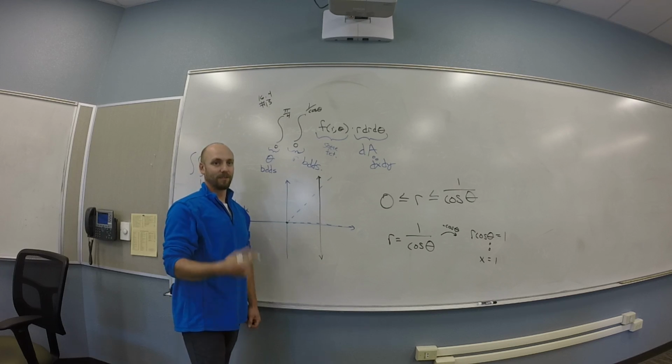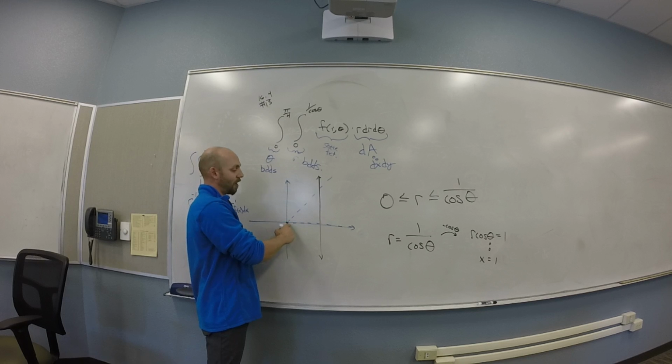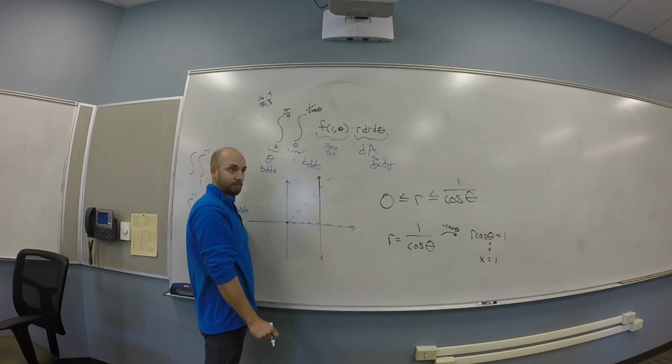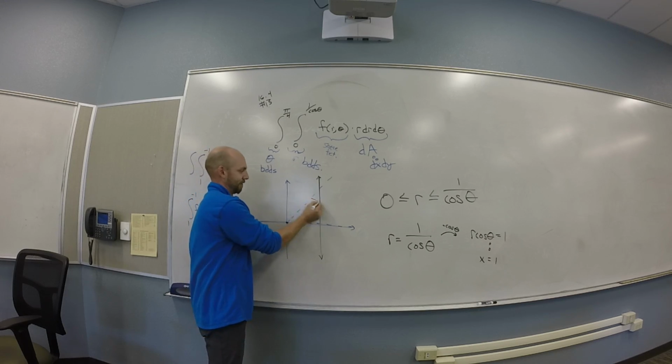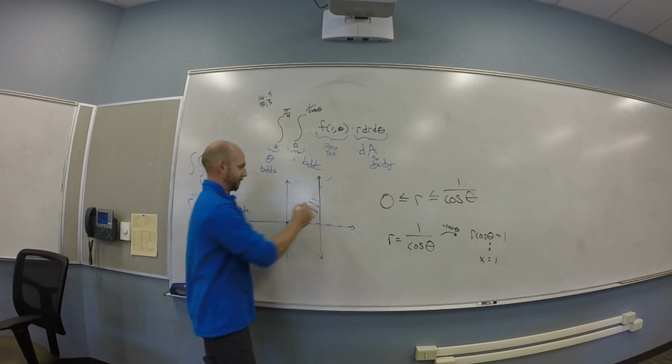You guys see that? So your radii range from 0 up to the graph of x is 1, which is really telling you that r is secant theta. You guys see that? So the region I'm integrating over is where? Yeah. Check done. Cool.